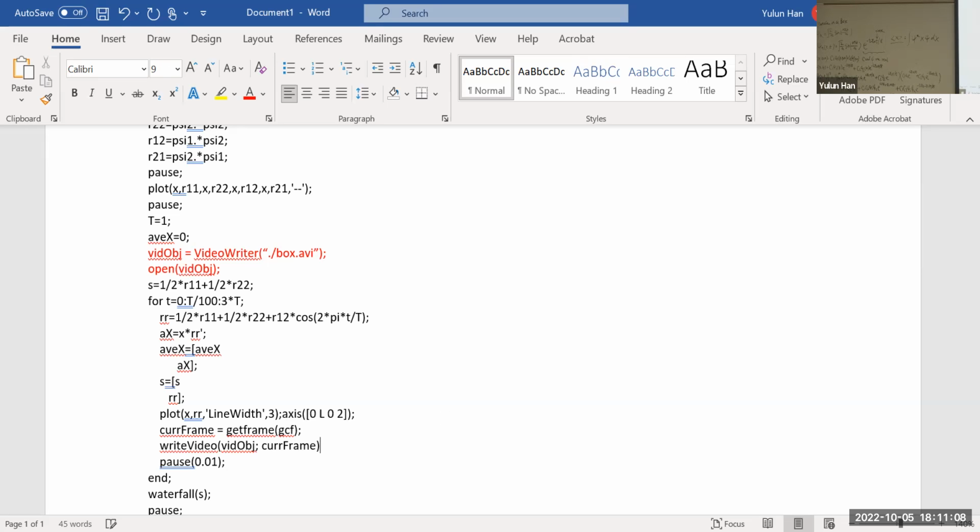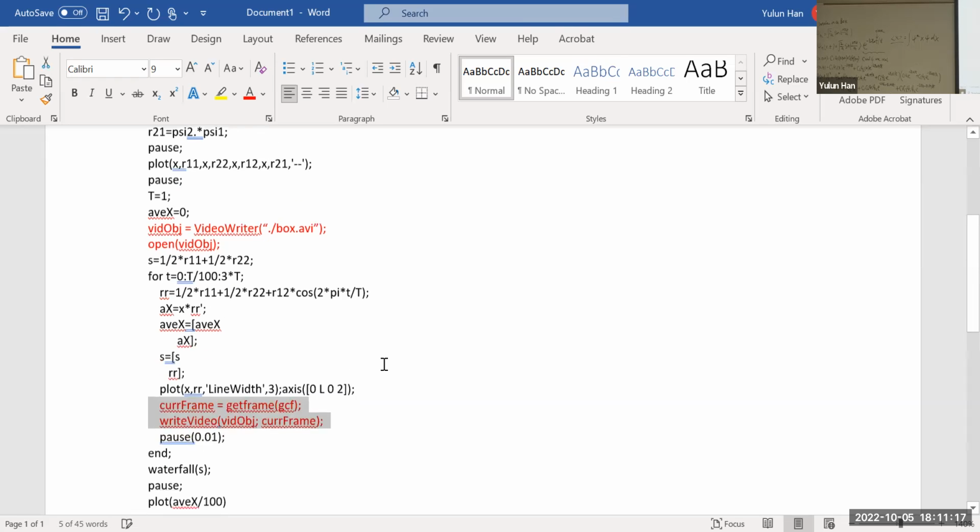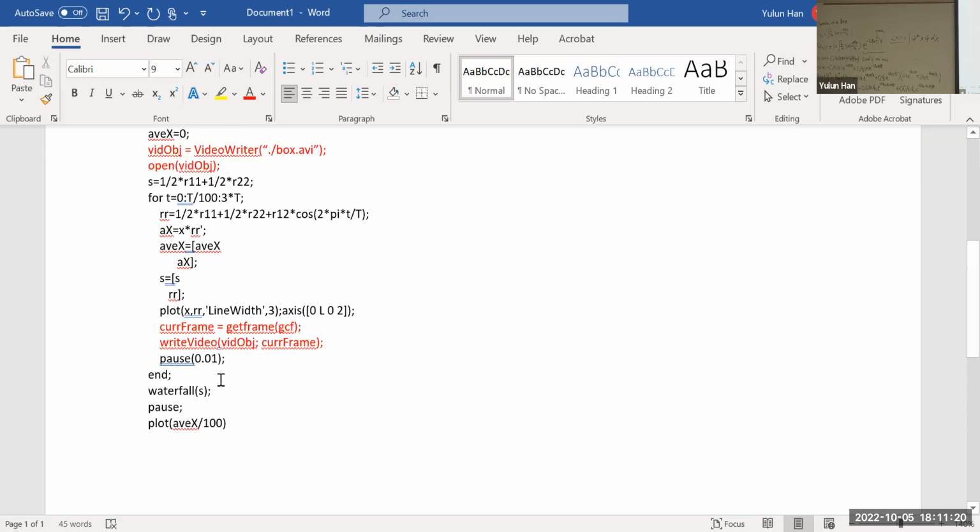The grant text just helps MATLAB create a video and store it on your local computer.